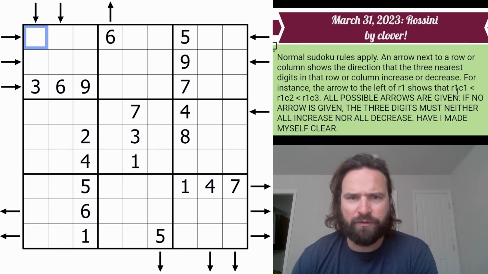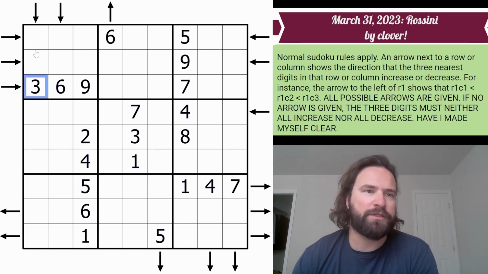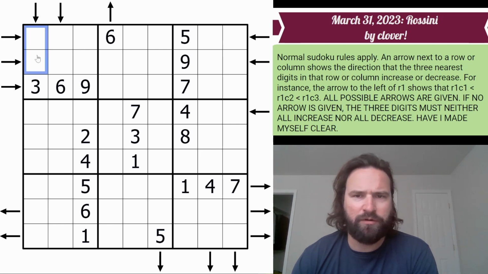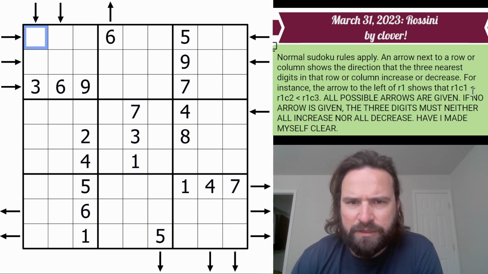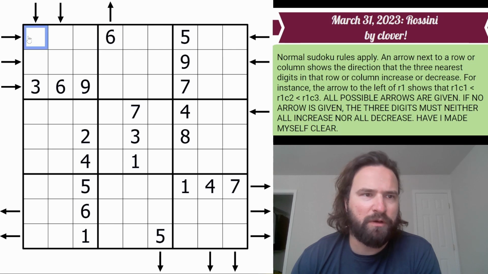So an arrow next to a row or column shows the direction that the 3 nearest digits in that row or column increase or decrease. So that means that, oh, well, this is actually a very interesting one right here. So this means that they're increasing, right? So it says, for instance, all the arrows to the left of R1. It's referencing this arrow. So row 1, column 1 has to be less than row 1, column 2, row 1, column 3. So this arrow is pointing in this direction, so the smallest number goes first.